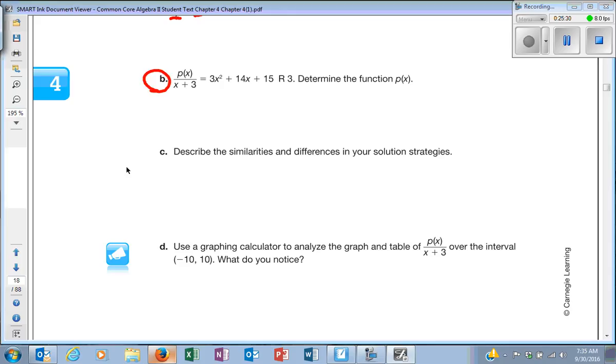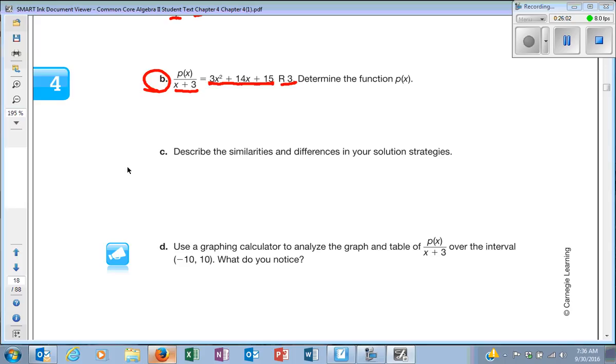Let's try B for homework. Told you you're going to have a lot more because we need to try some stuff. We're not translating well to the test, so I'm going to change stuff up. Right here, the same process is going to happen. If I want to know what P of X is, what do I do? I multiply this times this, which means I'm going to have to distribute some stuff out. And then what do I have to do at the end? Add 3. Are you following me?